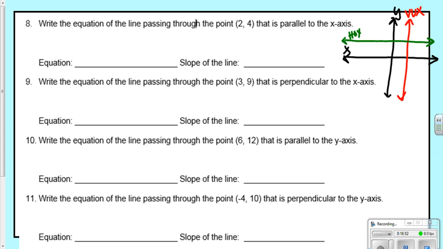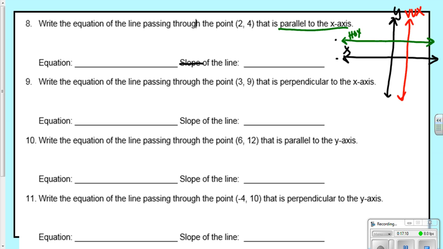So 8 says, write the equation of the line passing through the point (2, 4) that is parallel to x. Looking at my picture, x is side to side, right? Parallel to that would be this guy, so it would be a hoi, right? Well, let's just talk about the slope first.